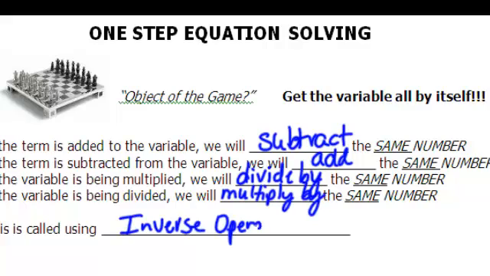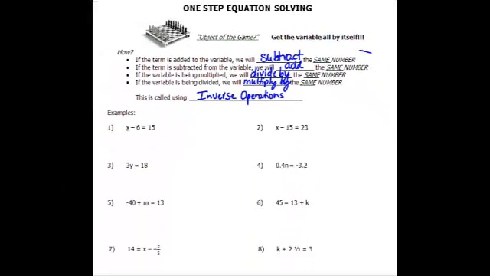Now you need to keep in mind two things. When we multiply, divide, add, or subtract, we're doing that to both sides of our equation. That keeps the balance. So let's take an example that I'm sure you already know the answer to, but how do we solve this algebraically?